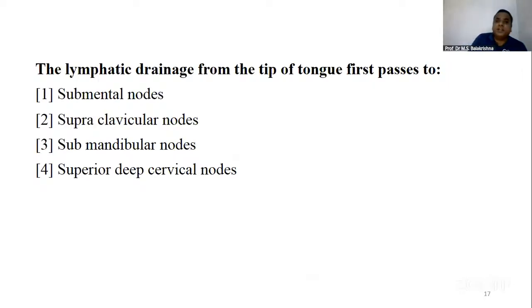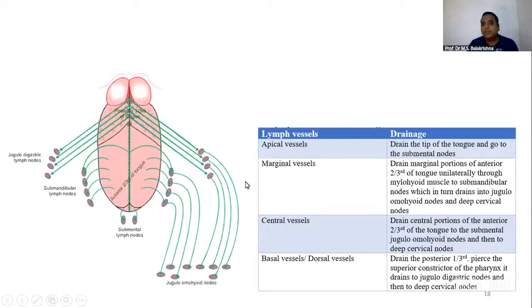Lymphatic drainage from the tip of the tongue passes to. So from the tip of the tongue, submental, the body of the tongue, submandibular. So that is the basic thing what you should know. So the tip of the tongue, submental lymph nodes. For this diagram you can know. So the apical vessels drain the tip of the tongue and they go to submental. Marginal vessels go from the posterior or anterior two-third of the tongue and they go to submandibular lymph nodes.